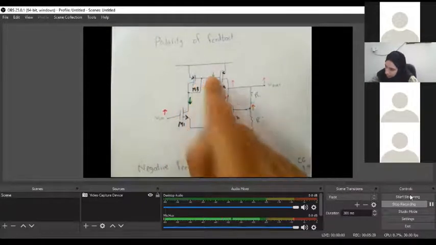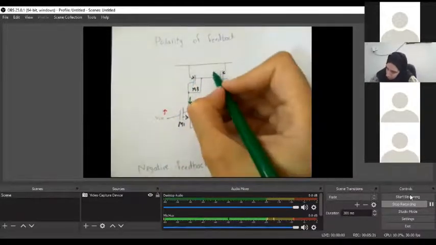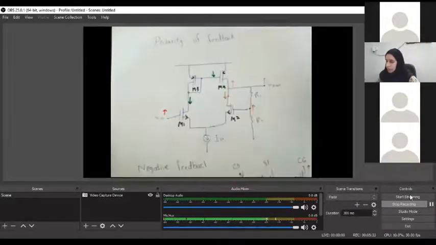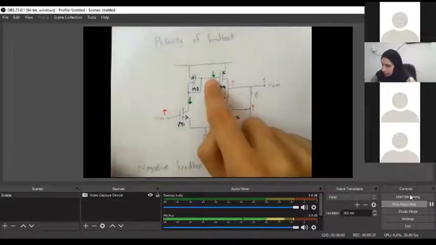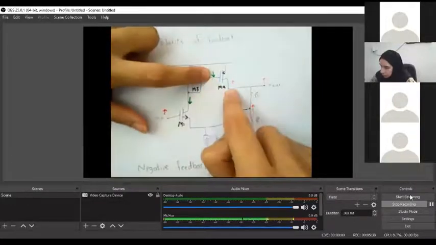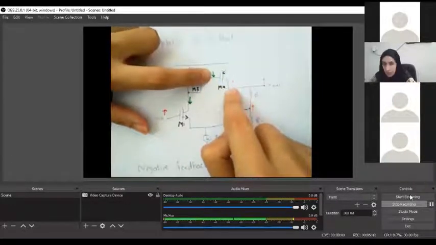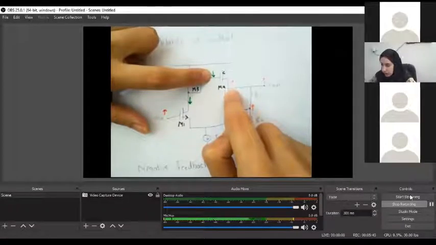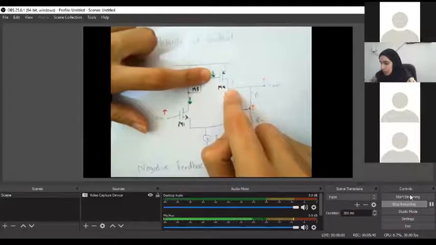This means that this point is also going down because it's the same node. Okay, now I am applying an input at the gate of transistor and I want to go to the output. So I am taking to the drain of this transistor M4. So gate of M4 input is going down. What's happened at the drain of M4? It's going to go up.